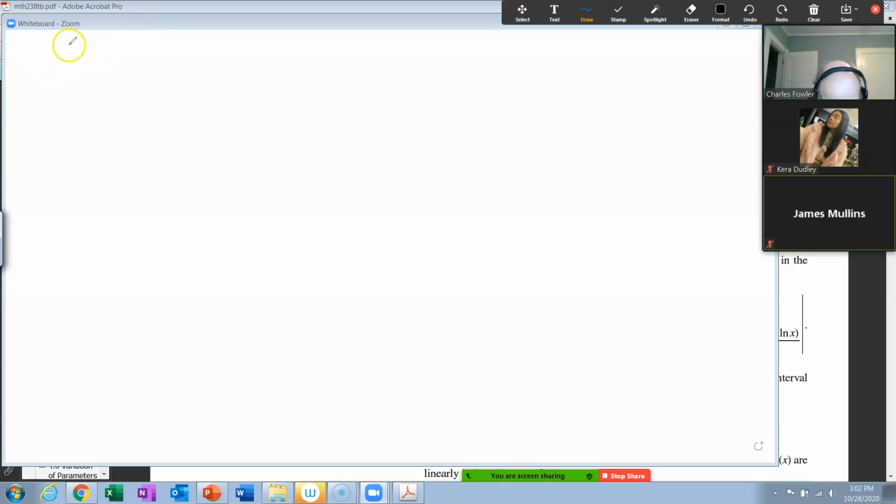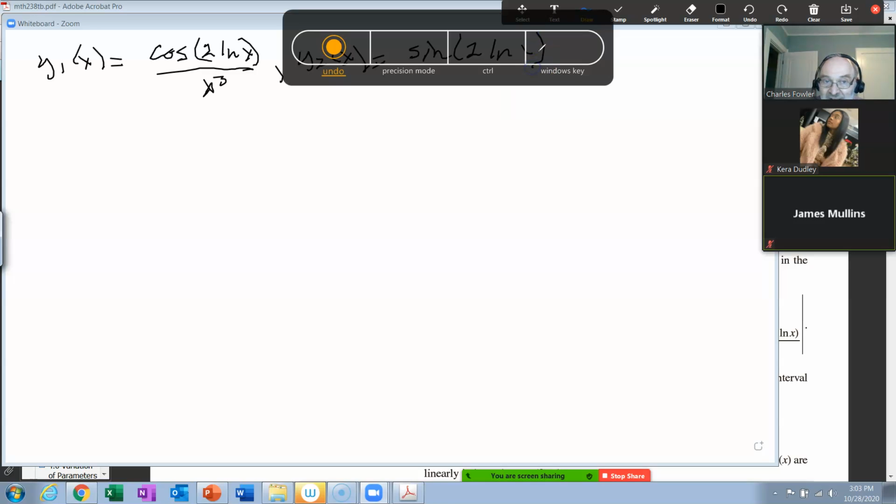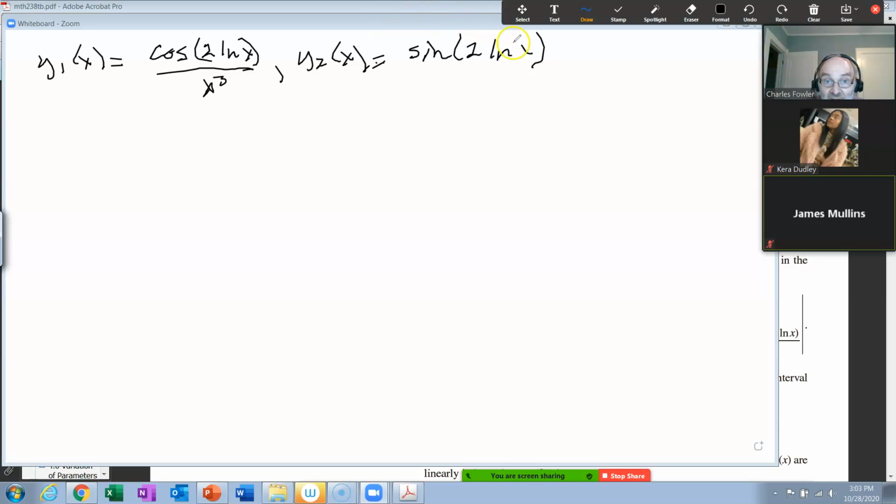Now, kind of hairy looking functions. y1 of x is equal to cosine of 2 log x, divided by x cubed. y2 of x is equal to sine of 2 log x. Yuck! Divided by x cubed.